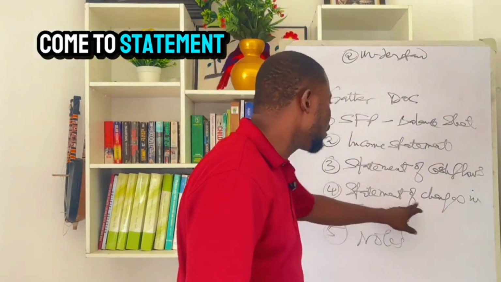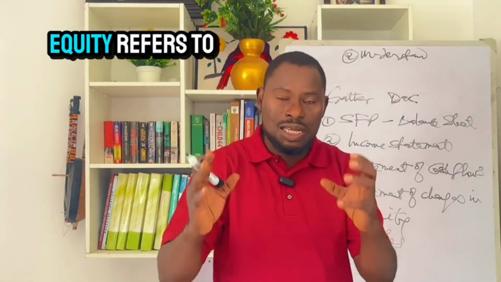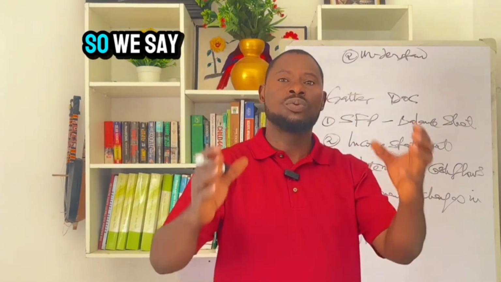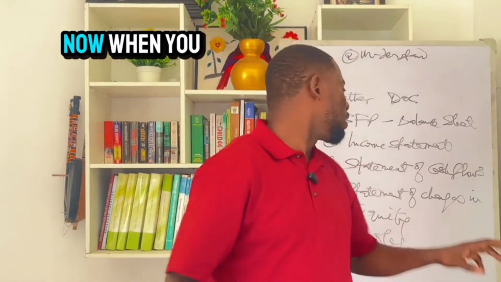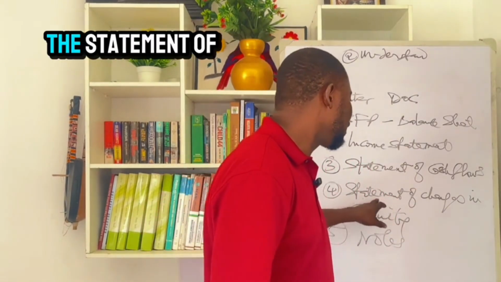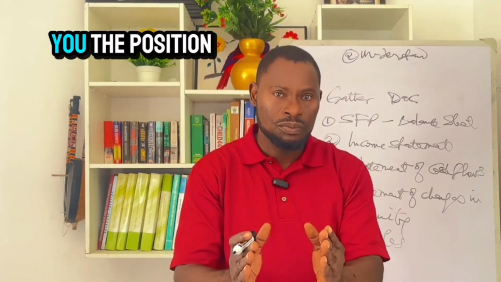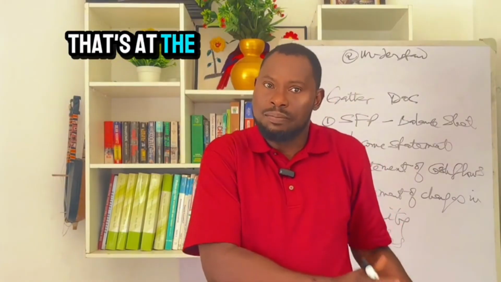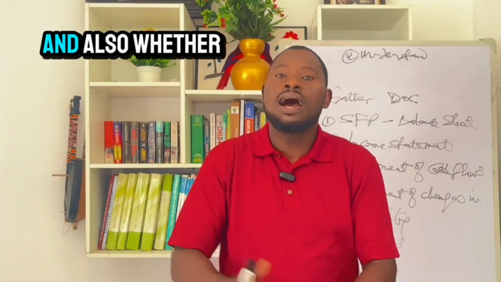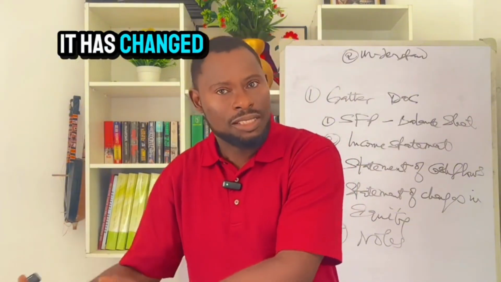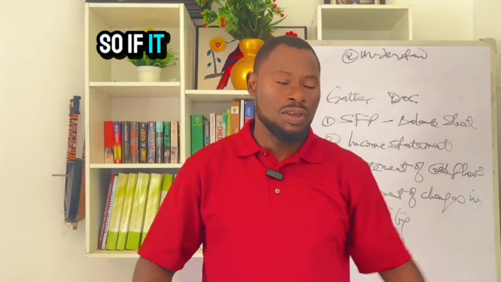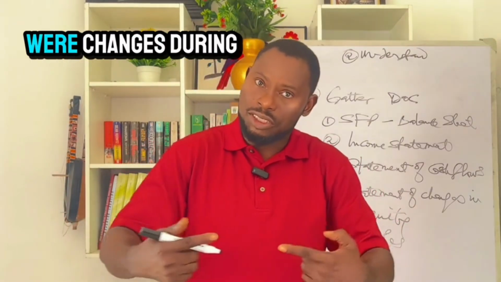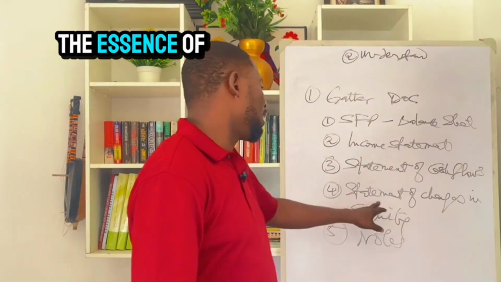Then when you come to the statement of changes in equity, equity refers to what belongs to the shareholders, what they contributed. So we say equity and reserves. Now, the statement of changes in equity wants to show you the position of the equity as at the beginning of the year, and also whether it has changed by the end of the year. So if it was 1 at the beginning and then it is 2 at the end, it means there were changes during the year. So this is the essence of the statement.